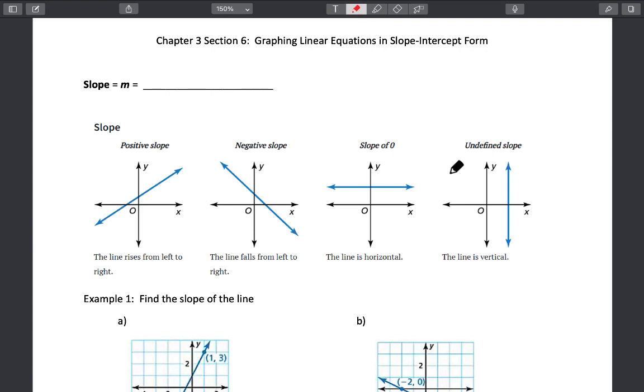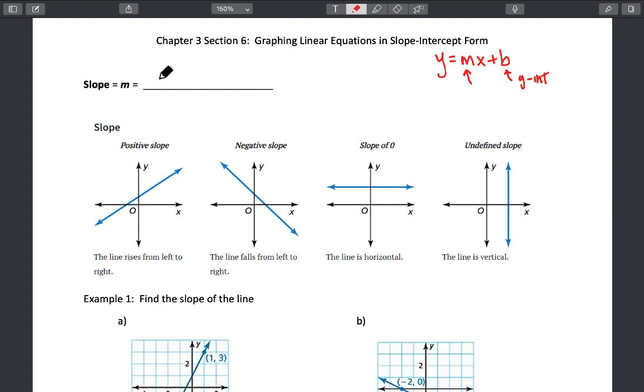Unit 3, Section 6. Today we're going to be taking a look at graphing linear equations in slope-intercept form. If you remember the slope-intercept form that we talked about a few days ago, this form y equals mx plus b. We said m represents the slope and b represents the y-intercept, so where it passes through that y-axis.